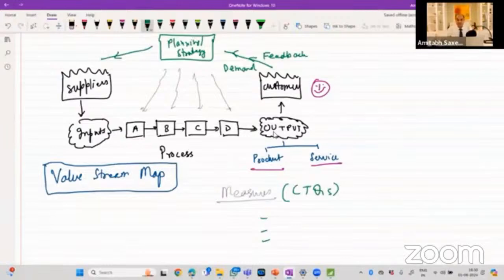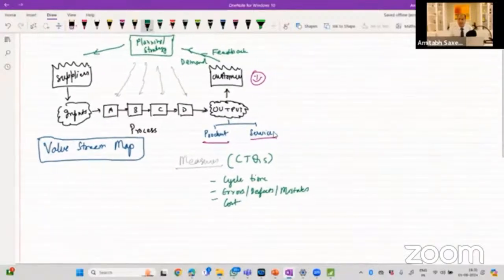And what are these three important measures? Cycle time of delivery of your product or service. As I said, definitely three measures. One is the cycle time. One is the errors. Errors means the quality, mistakes, defects, defectives, number of mistakes you commit, number of defects you make, and also the costs. Apart from that, the customer would be interested in other measures.